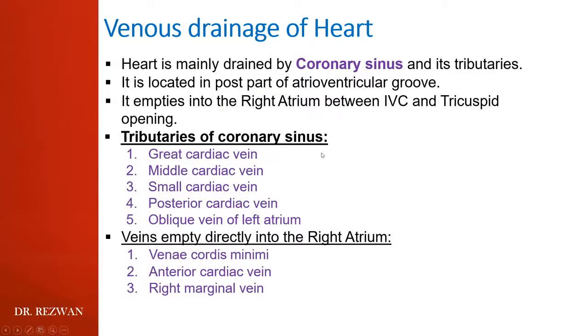The tributaries of the coronary sinus are the great cardiac vein, medial cardiac vein, small cardiac vein, posterior cardiac vein, and oblique vein of the left atrium. The heart also has venous drainage from other veins, which are not tributaries of the coronary sinus but empty directly into the right atrium. They are the venae cordis minimae, anterior cardiac veins, and the right marginal vein. Let's know something more about these cardiac veins.